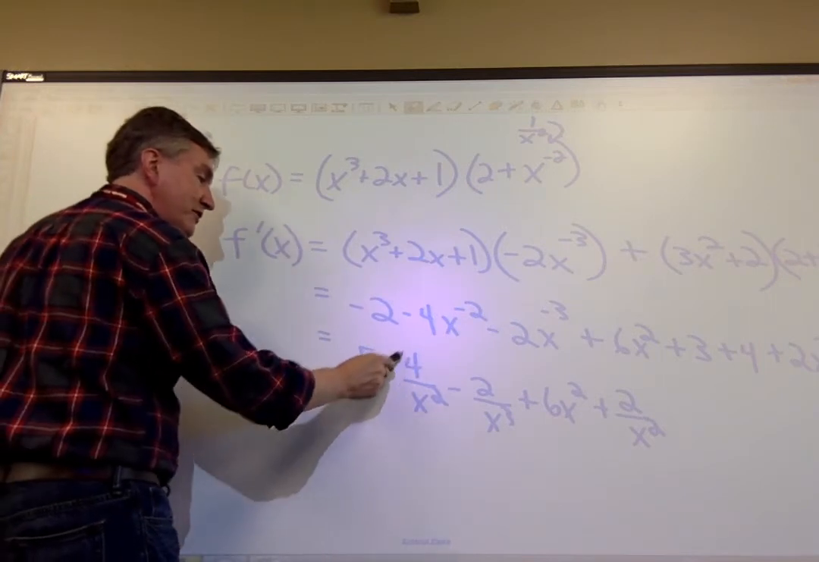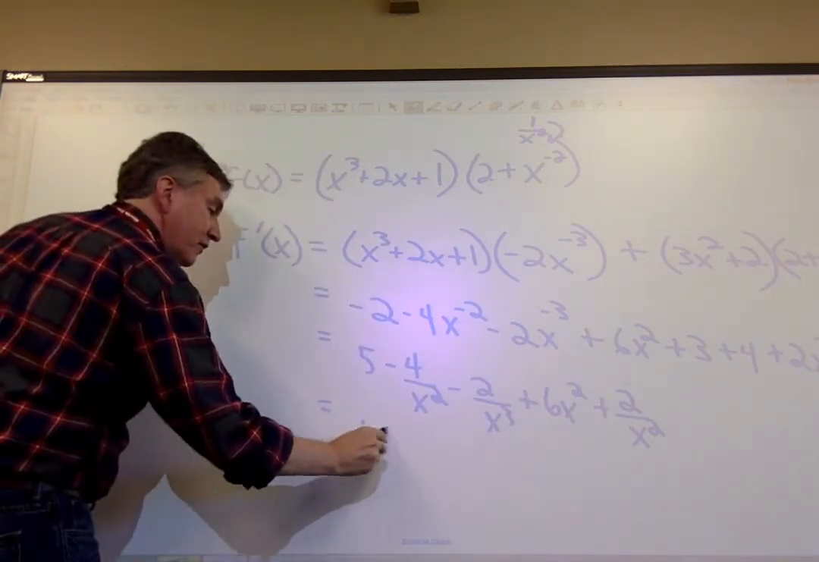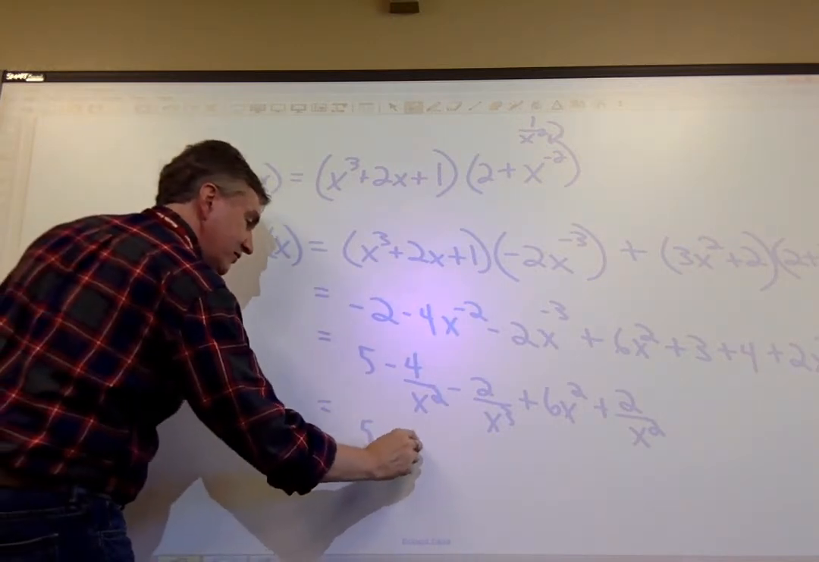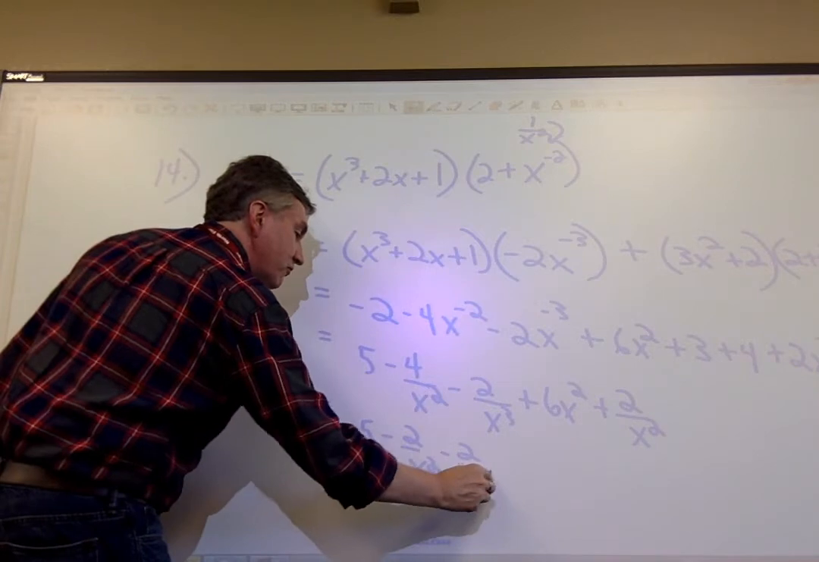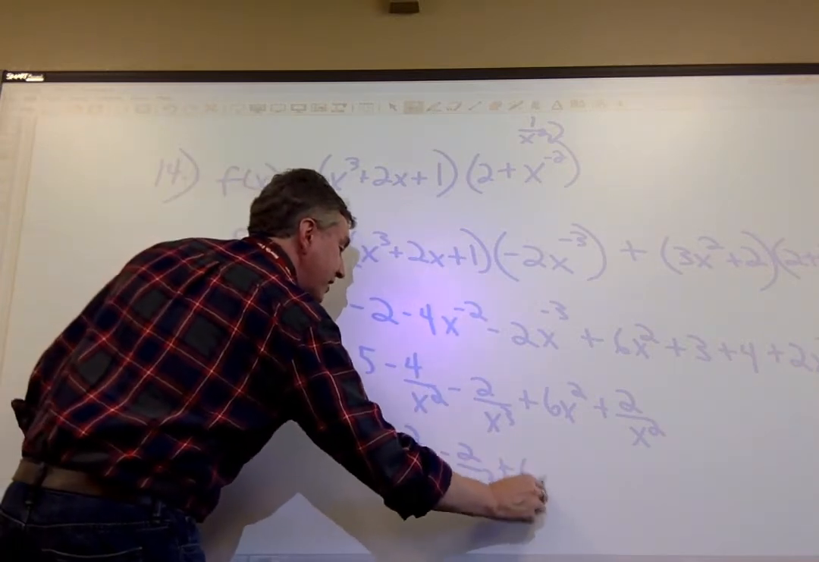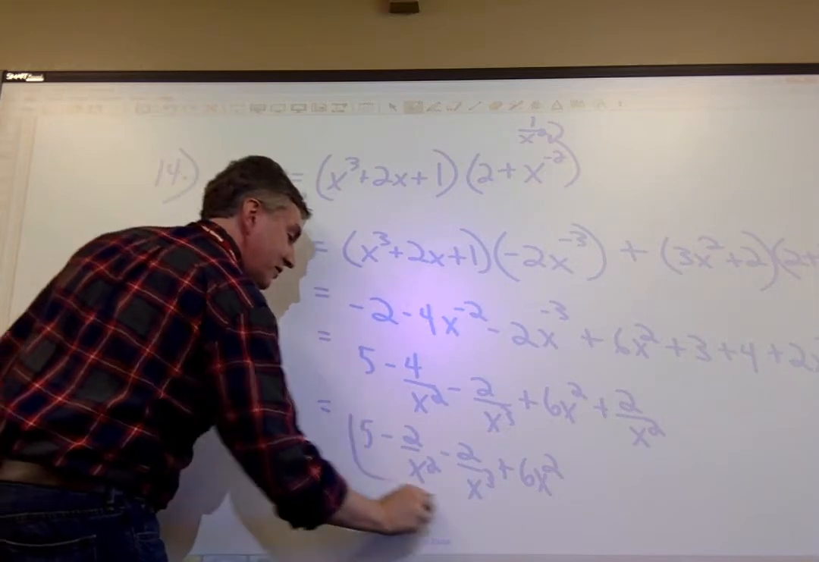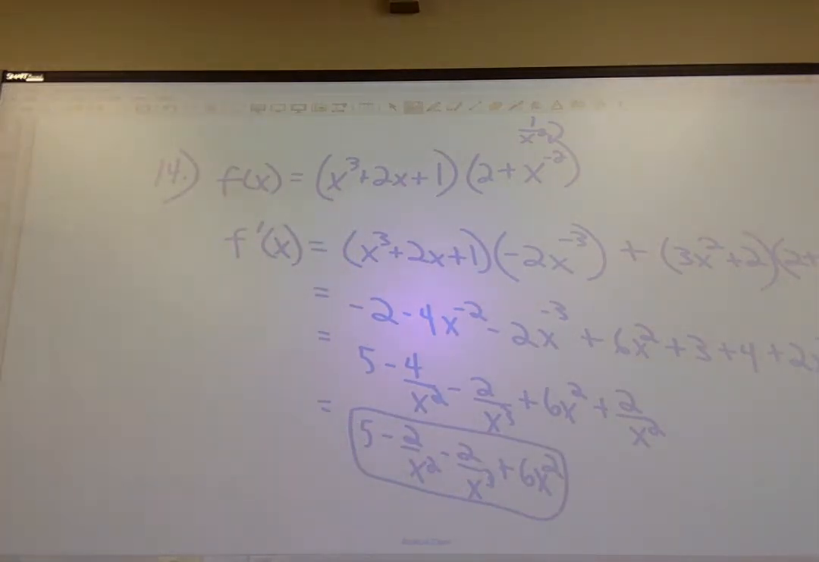Now, what would these two? These two are like terms. What if I add those two? 2 over x squared. Yes. 5 minus 2 over x squared, minus 2 over x cubed, plus 6x squared. And aren't you going to be angry if the book made that one fraction with a common denominator? Makes you go that extra step? I'm fine with what I put a box around.